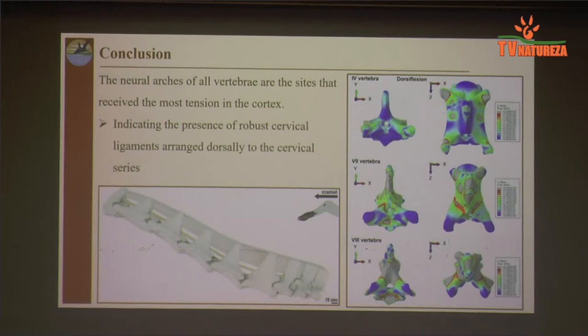So, finally, my conclusions. The neural arches of the vertebrae are the sites that receive the most tension in the cortex, like the difference here, 40 and 70, in the posterior cervical vertebra, indicating the presence of robust cervical ligaments arranged dorsally to the cervical series. For example, segmental ligaments here, the elastic interspinal ligament, or the ligamentum flavum here, or maybe the nuchal ligament.